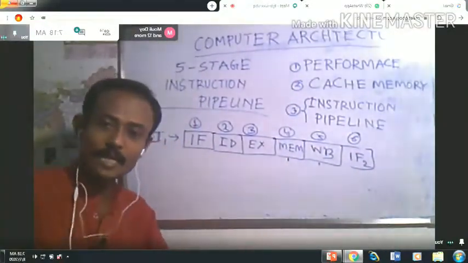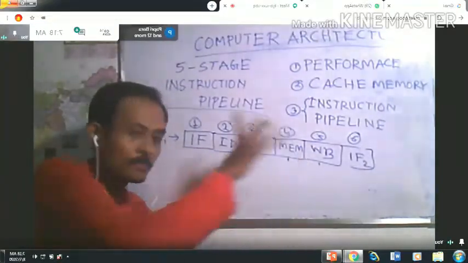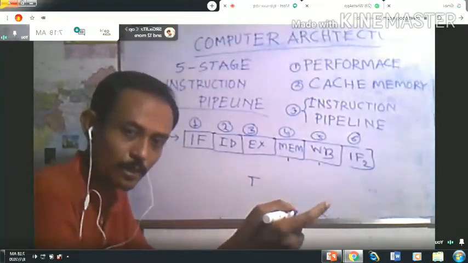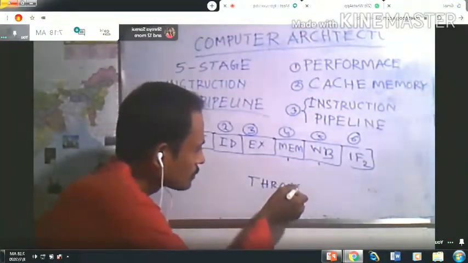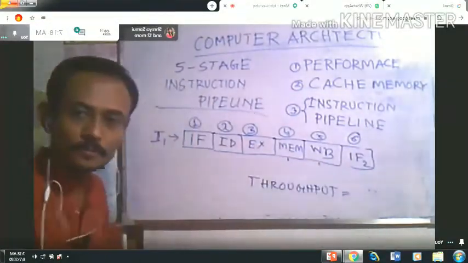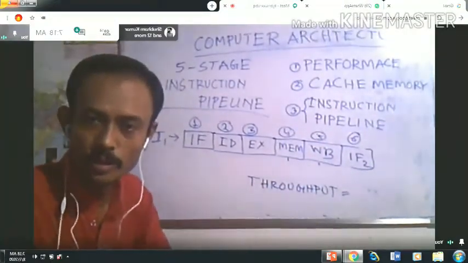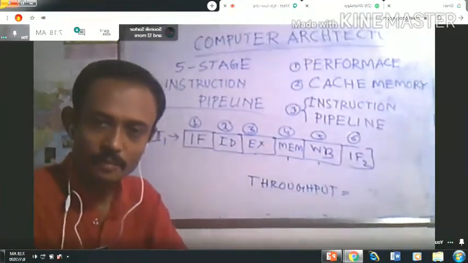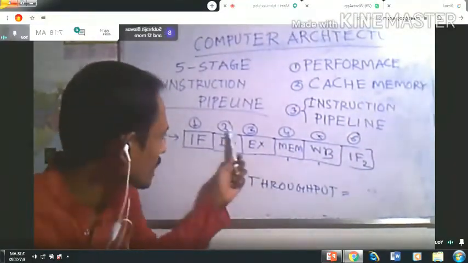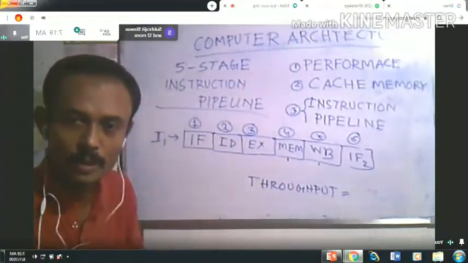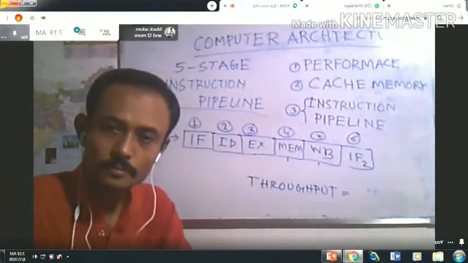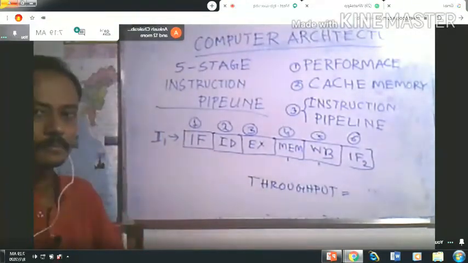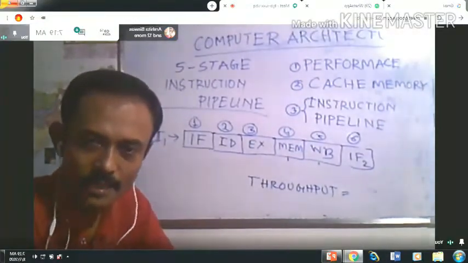So now tell me, if you have a serial execution CPU and one instruction requires 5 clock pulses, what will be the throughput of that sequential system? What was the definition of throughput? The number of instructions executed per second. Suppose you consider that all these clock pulses require 1 second. Now tell me what will be the throughput? Instructions per second.